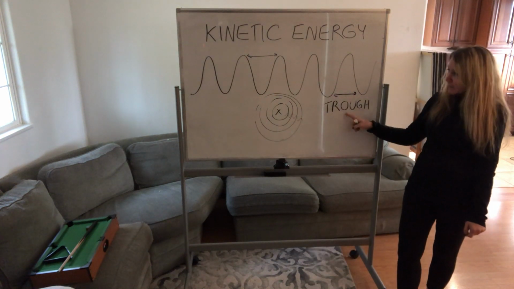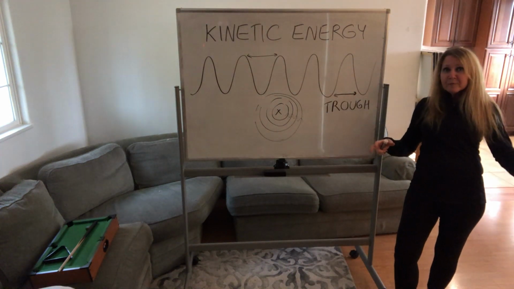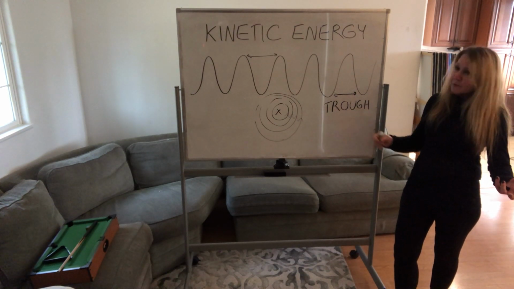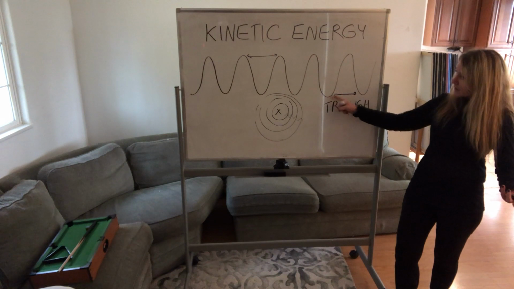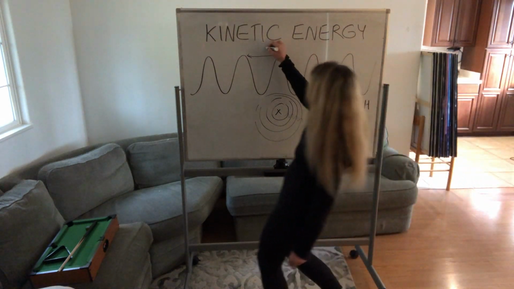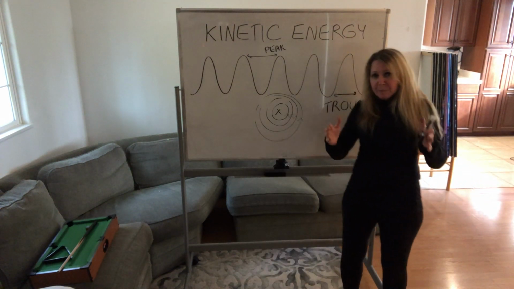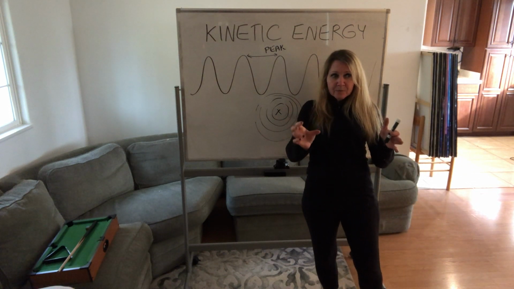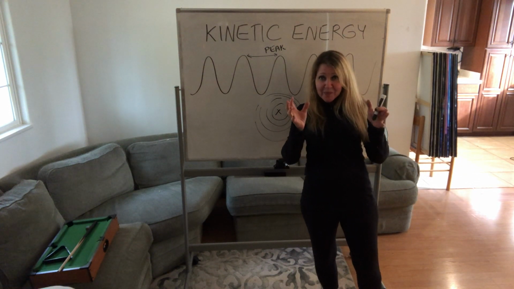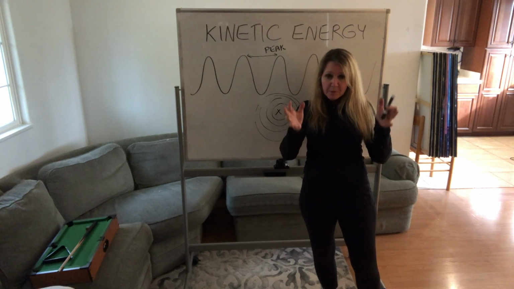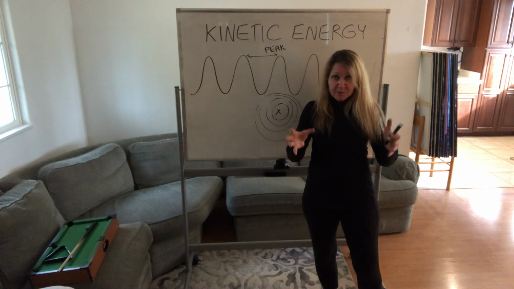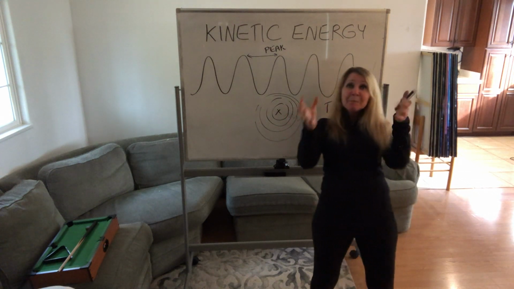Trough, like a water trough or a food trough for animals to eat and drink out of. Pronounce it trough. That's the bottom, and these are the peaks. The electromagnetic spectrum shows light waves, and the light waves differ based on their wavelengths. Some are more powerful than others because of their wavelengths. So let's look at the electromagnetic spectrum.